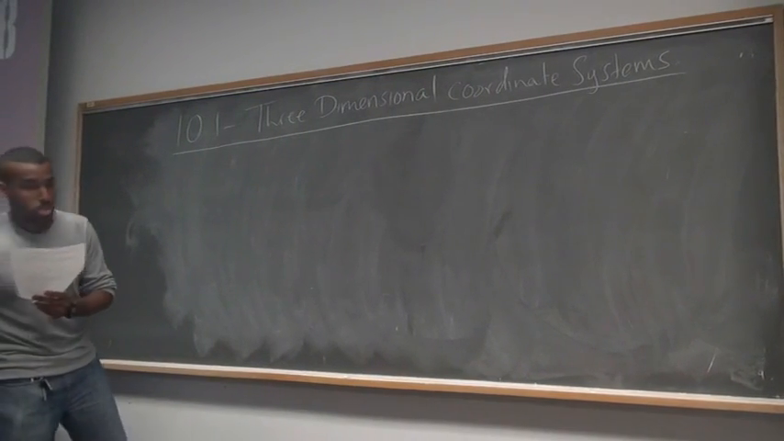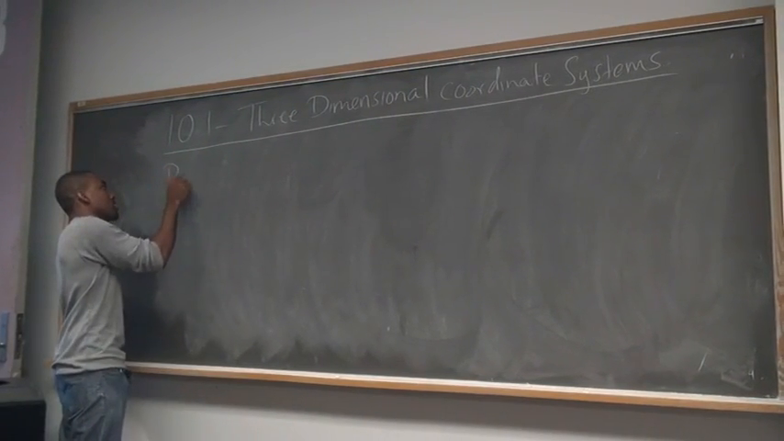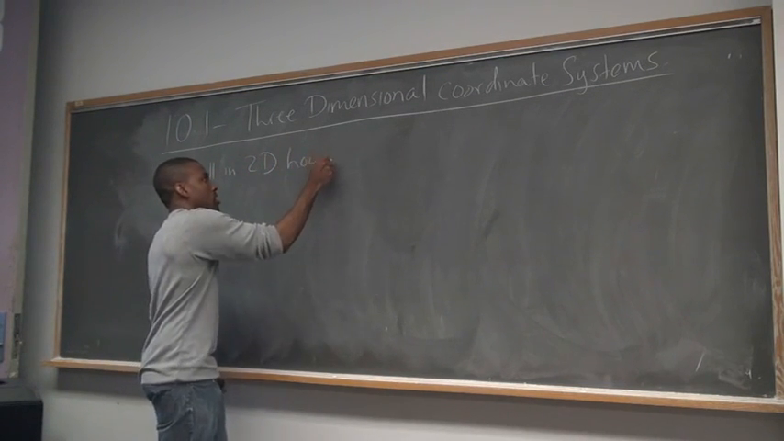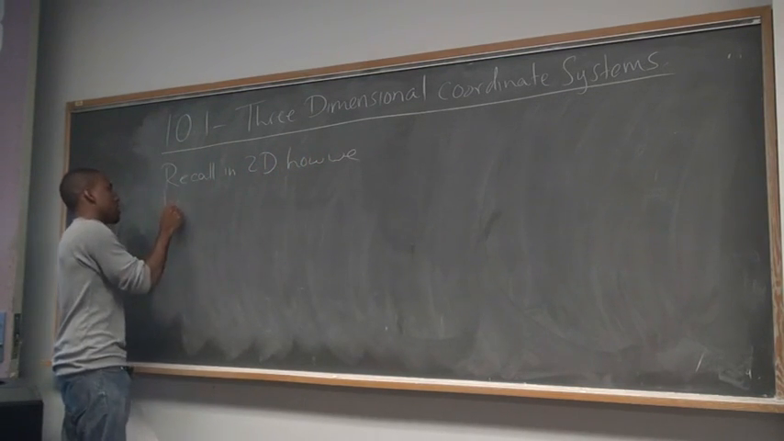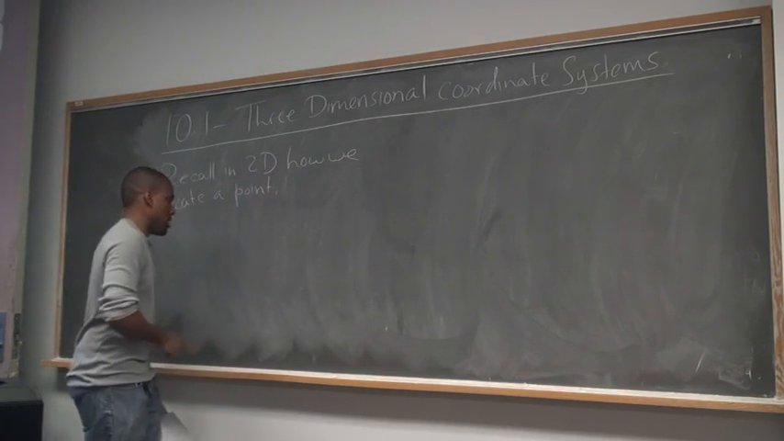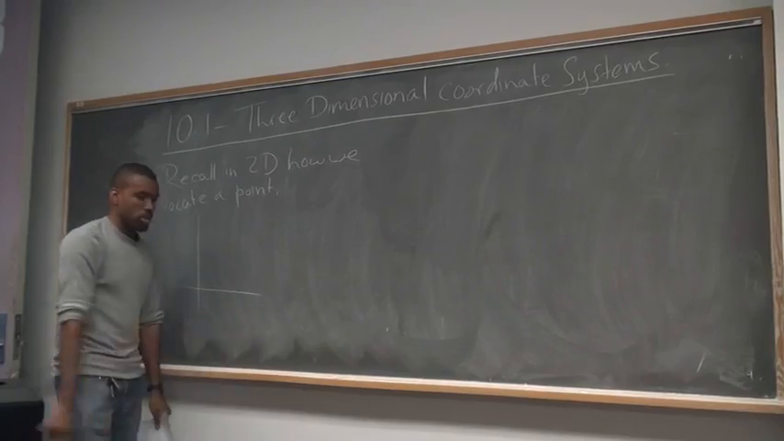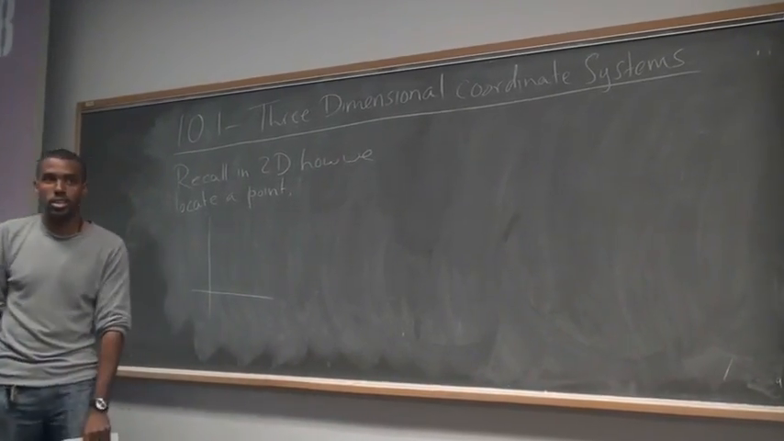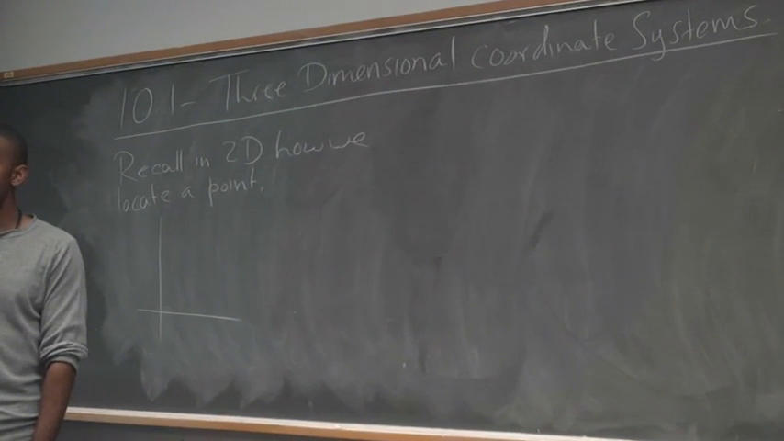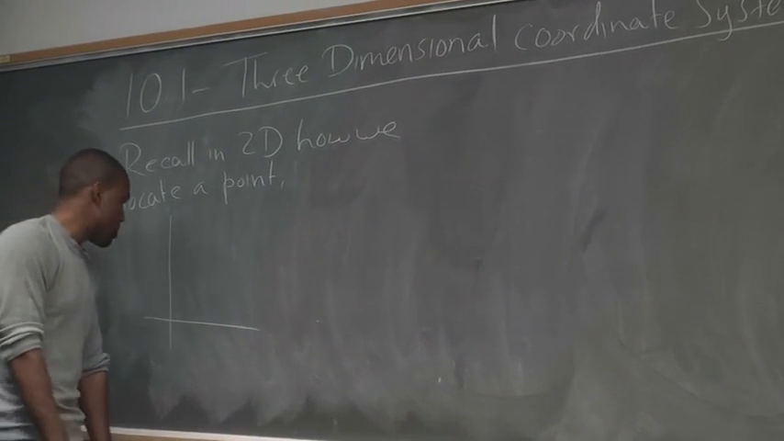Okay, so let's remind ourselves about 2D. Back when you're doing algebra and pre-calc and all that stuff, how did you actually locate a point? How did you find the address of a point? What did you do? An ordered pair. How was it ordered?